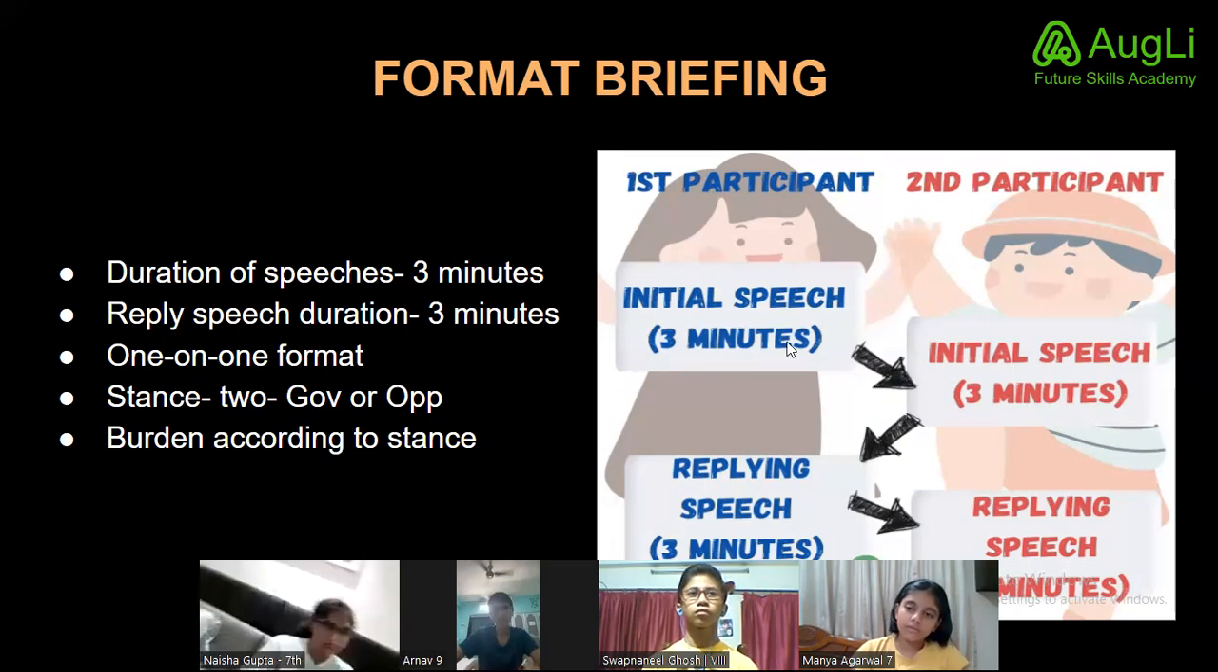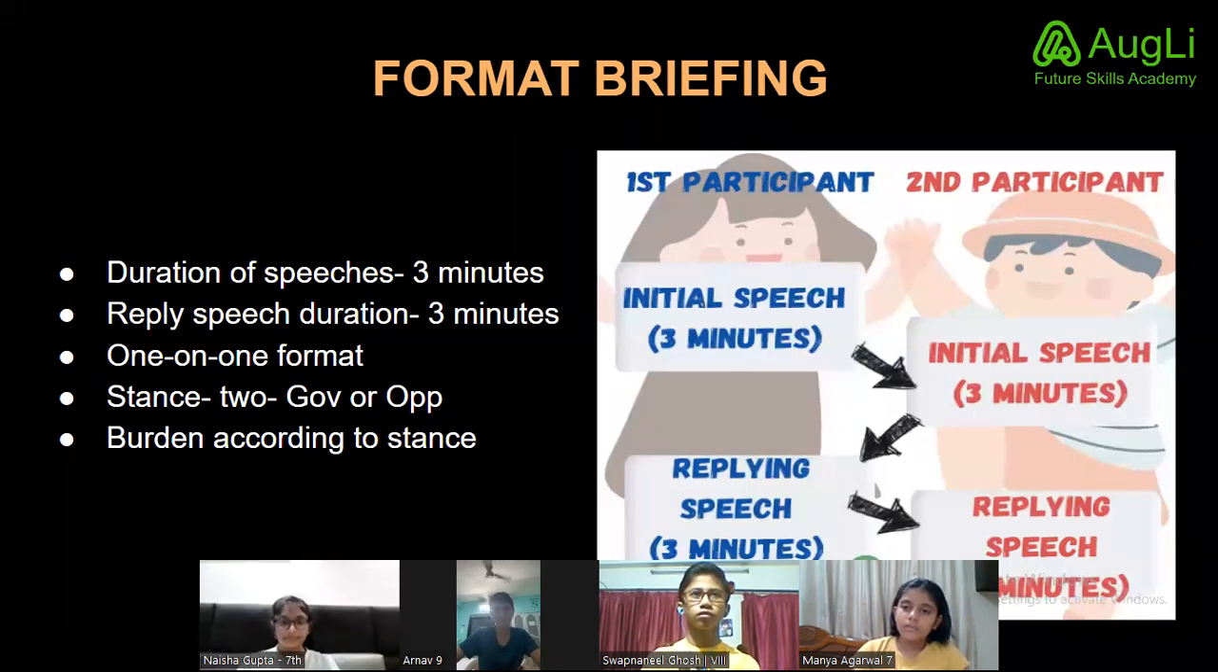For example, if I'm going for the motion, my burden is to prove the validity of the motion because I'm supporting it as the proposition member. But if I'm going against the motion, my burden is to disprove the validity of the motion because I'm going against the motion. So that's your burden. But burden is also determined by a lot of other things.